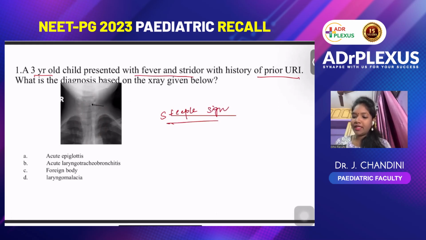Is this steeple sign seen in epiglottitis, acute laryngotracheal bronchitis, foreign body or laryngomalacia? So the answer here is ALTB, that is acute laryngotracheal bronchitis, also known as croup. So steeple sign is seen in acute laryngotracheal bronchitis, also known as croup. What about the other options? What do you see in acute epiglottitis, foreign body and laryngomalacia? Now we'll see that.